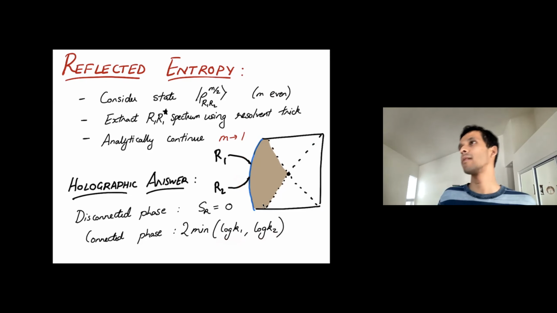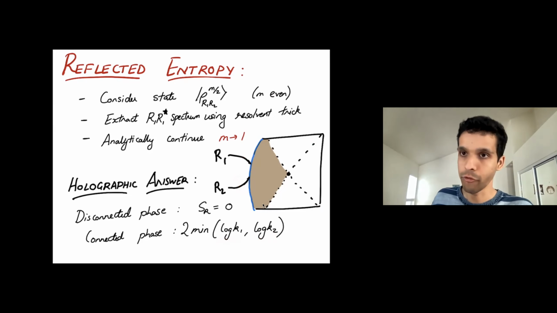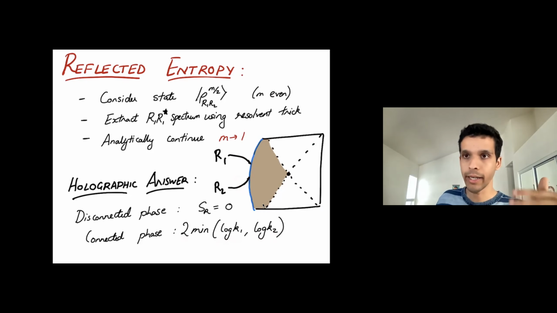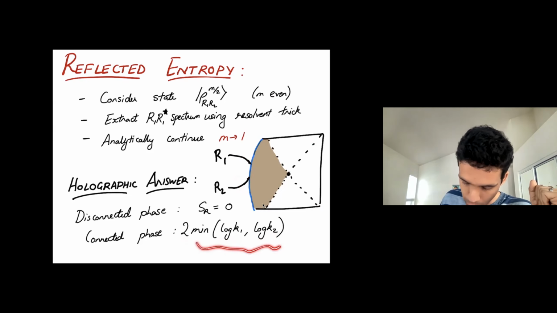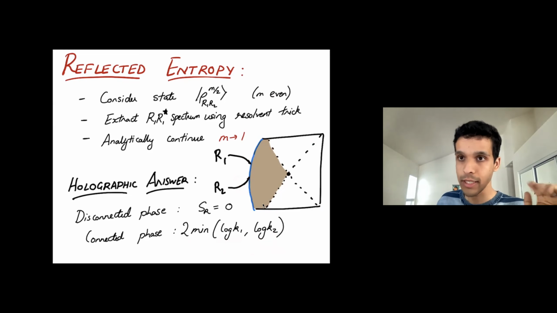So this is sort of the analog of the entanglement wedge cross section in this picture. You can think of it as a quantum generalization of the holographic proposal. The proposal was that the reflected entropy is just twice this minimal entanglement wedge cross section. So we minimize over these two possibilities, and twice that is the reflected entropy. This is the expected answer.